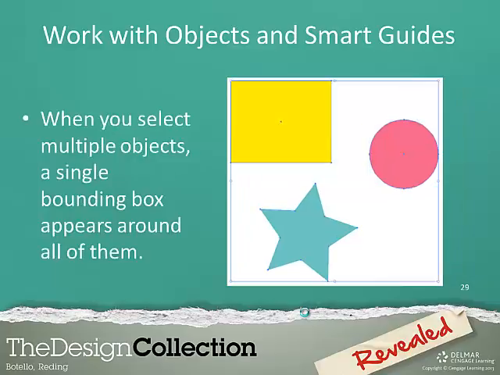When you select multiple objects, a single bounding box appears around all the selected objects. Manipulating the bounding box will affect all of the objects at the same time.